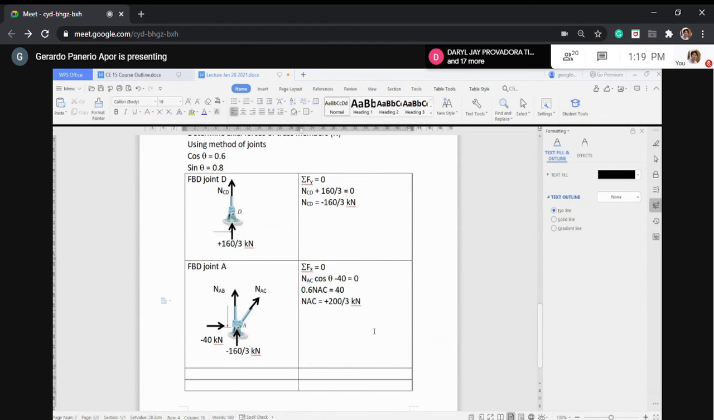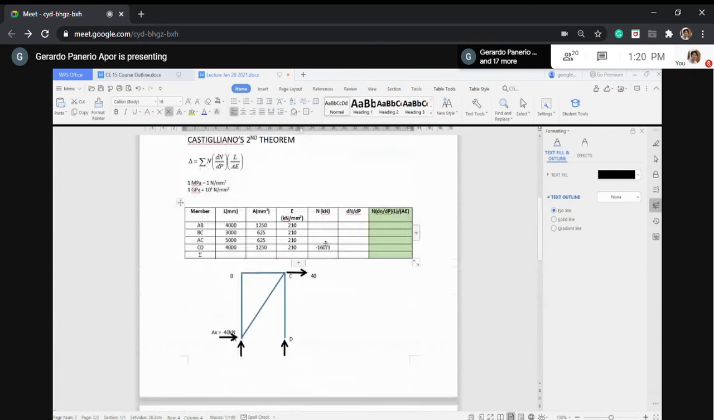So that's the same, no? Because 0.6 is 3 over 5. So 5 is the denominator, so it will be 5 times 40 then divided by 3. So that becomes easy. Basically we know N_AC is 200 divided by 3, so that's positive 200 divided by 3.